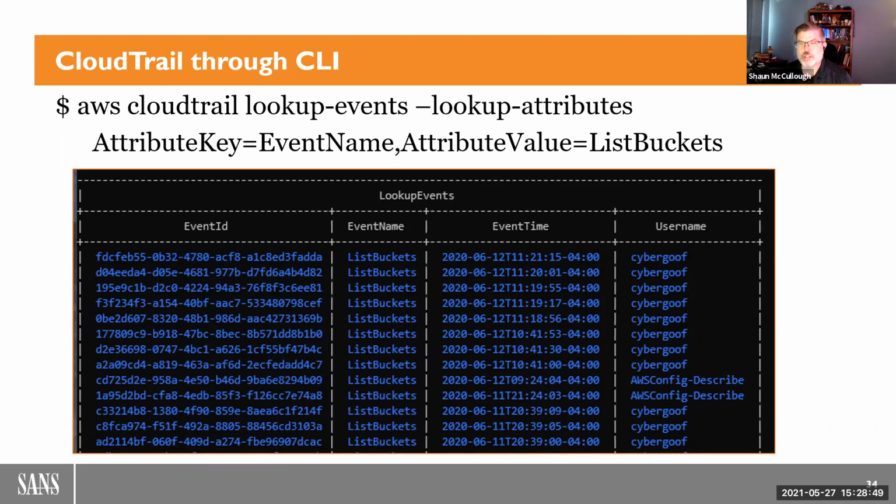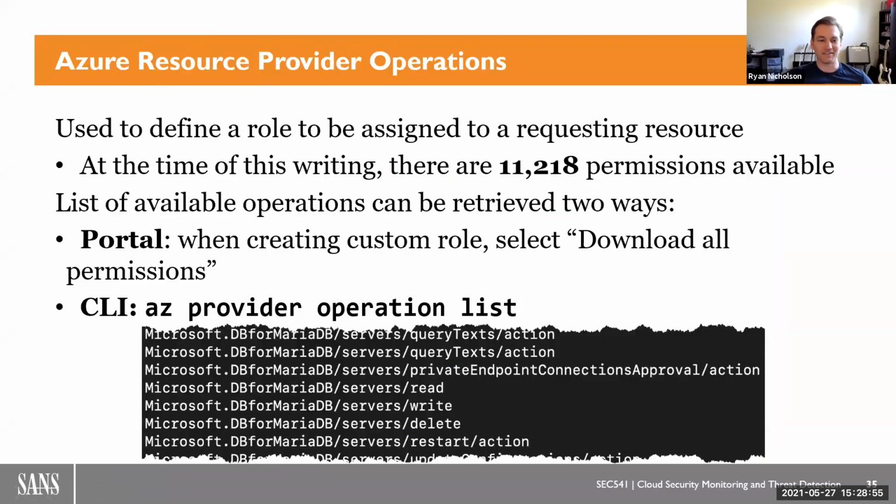I'm going to now turn it over to Ryan, who's going to talk about how we would do this in Azure. All right, thank you, Shaun. Like Shaun was mentioning, I'm going to attempt to do what he had just done with AWS and explain how Azure's API activity can be discovered as well. I even have a slide on what the Capital One attack would look like if it were to happen in Azure.